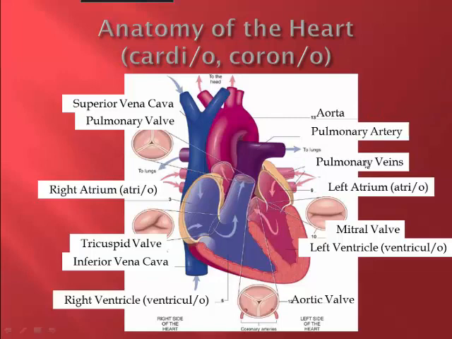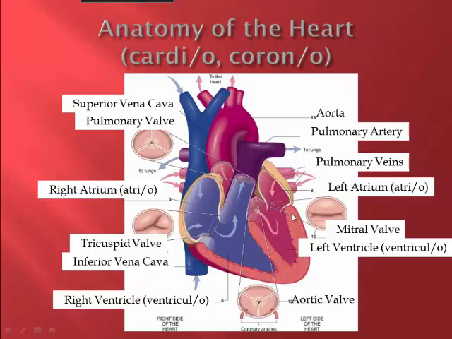In the lungs is where it picks up that oxygen and drops off that carbon dioxide, and then it comes back through the pulmonary veins. And again, normally veins are deoxygenated, coming back to the heart, but since this is coming from the lungs, it is freshly oxygenated blood in the pulmonary veins. Brings the blood back to the left atrium, or atrio.